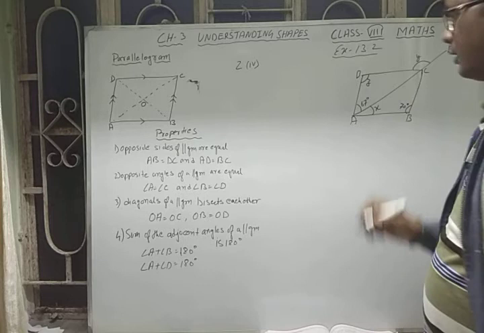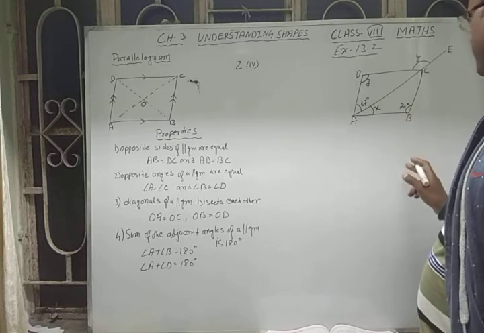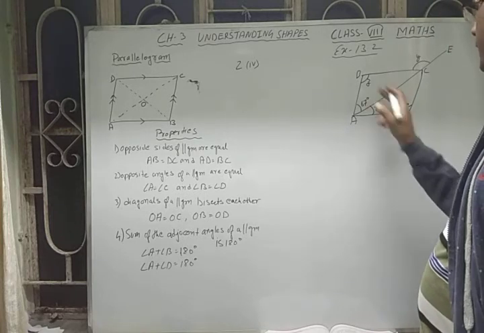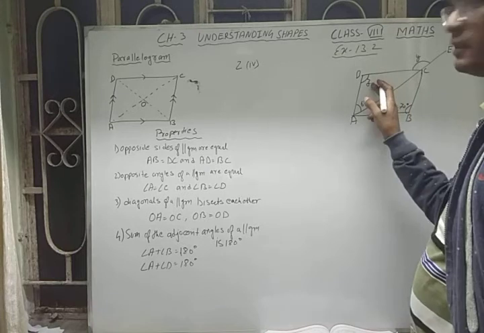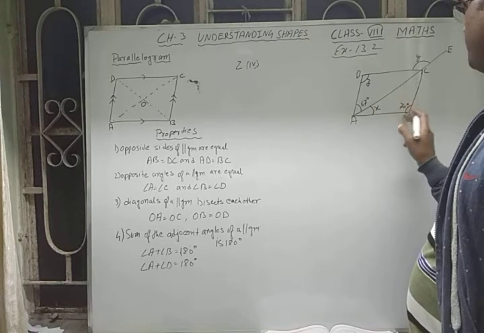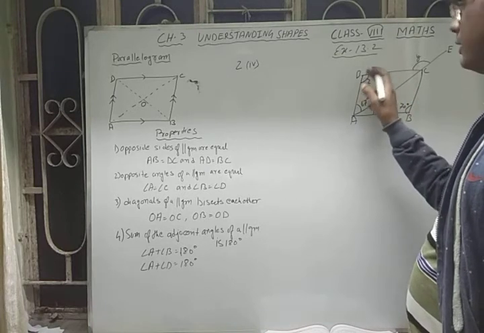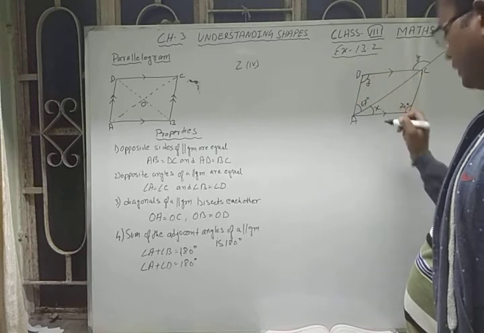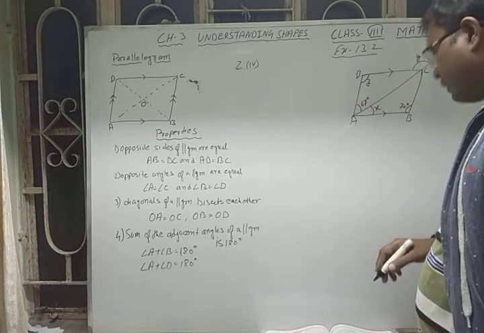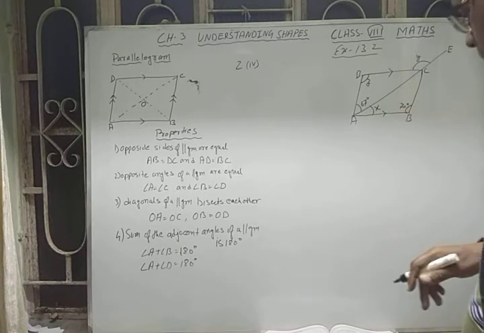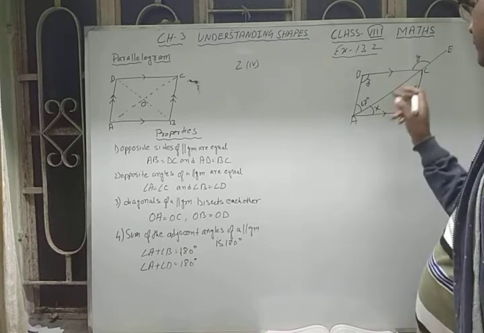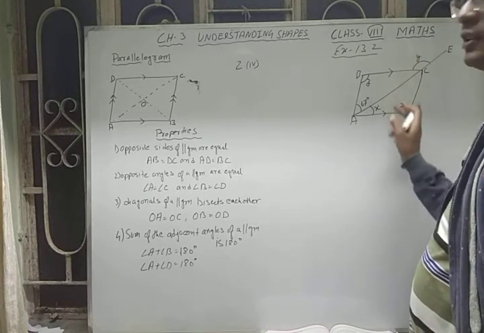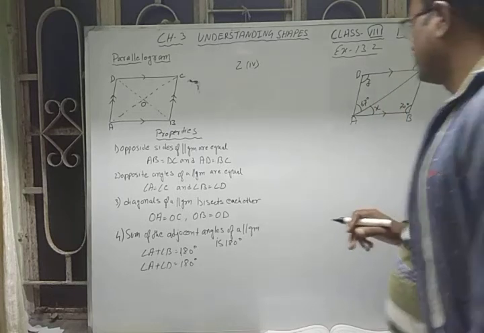Now we have to find X first, then Y. Here I will find Z first, because you can see angle B is equal to angle D, because it is a parallelogram. It is given in the question that the figure is a parallelogram. That means opposite sides are parallel to each other. That means angle B is equal to angle D.